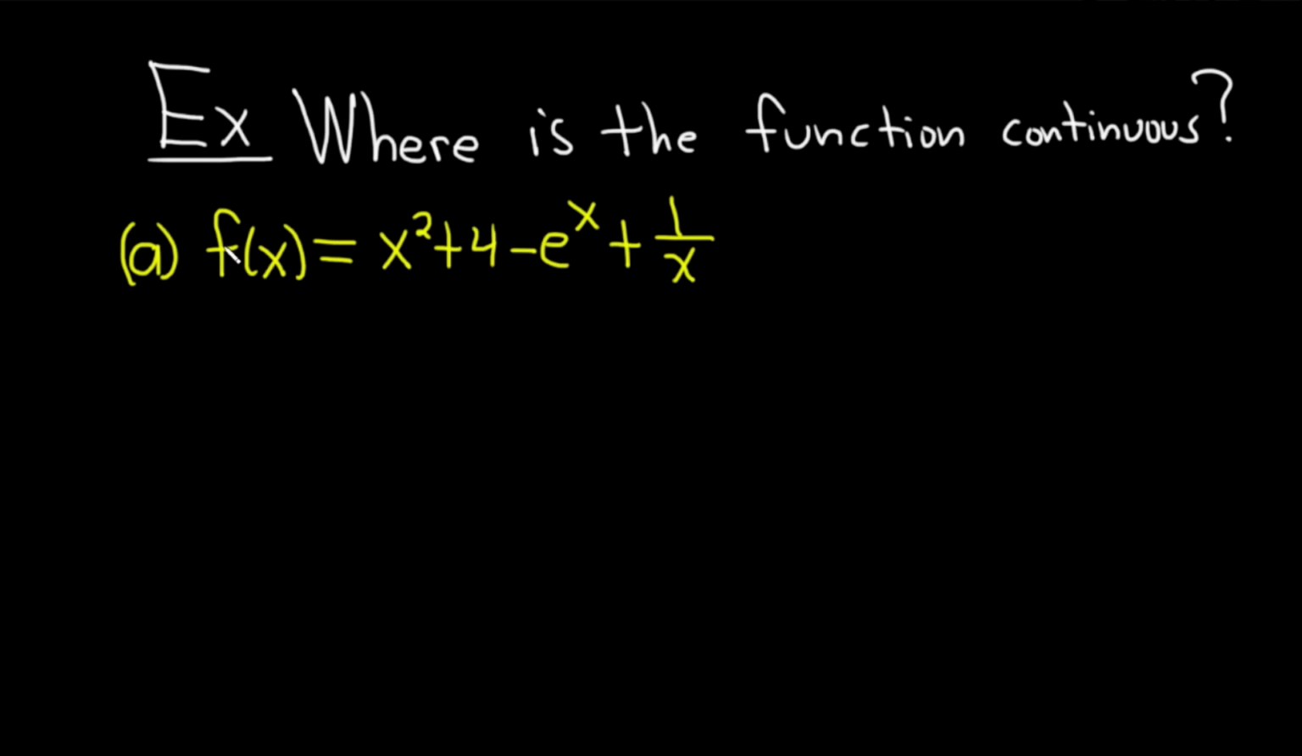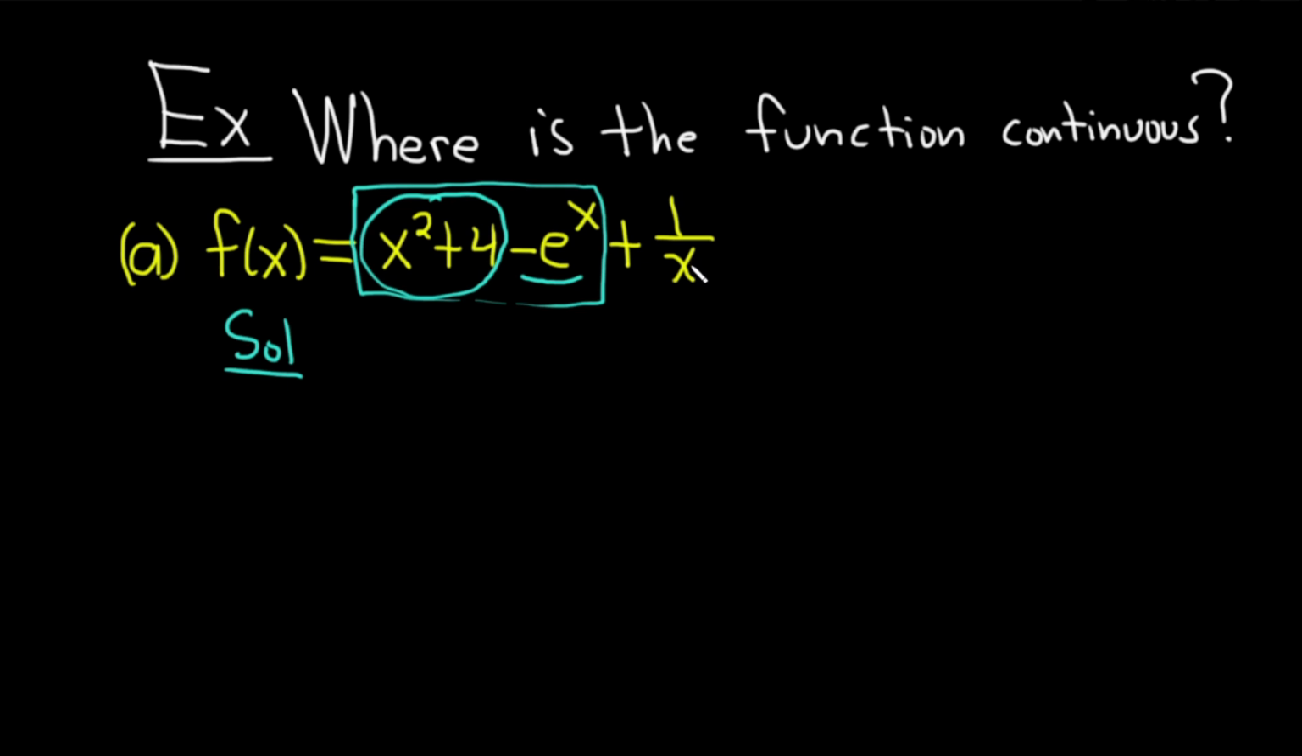So in part A, we have a function f of x equals x squared plus 4 minus e to the x plus 1 over x. Let's go ahead and just work it out and write down the answer. So we're going to use what we talked about earlier. So this is a polynomial, x squared plus 4, so it's continuous. E to the x is an exponential function, so it's continuous. When you subtract them, the whole thing is continuous. So all of this right here that I'm putting in a box is continuous because it's the difference of continuous functions. 1 over x is continuous everywhere it's defined.